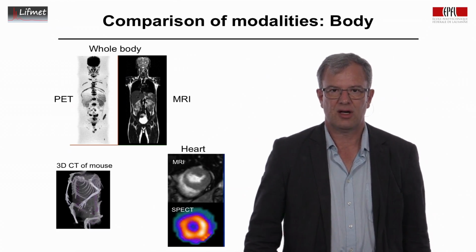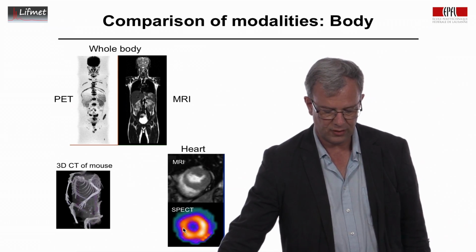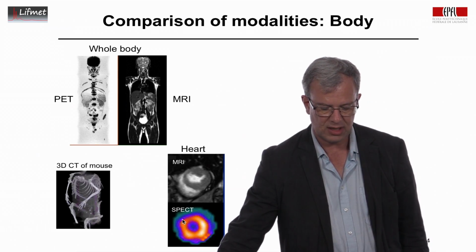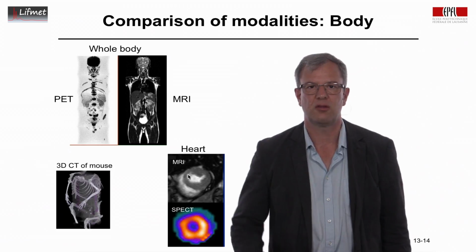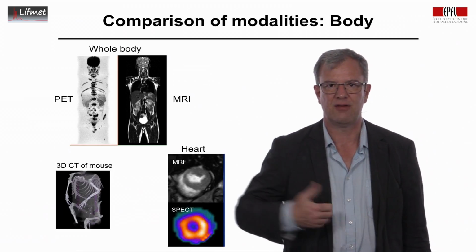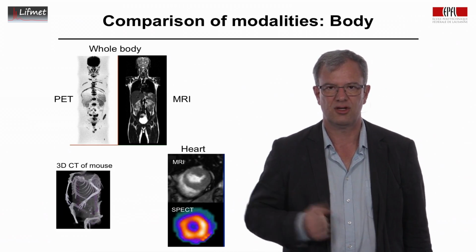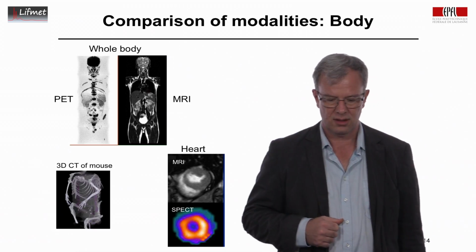SPECT images of the heart, measuring heart perfusion, on the bottom. So this is indicating the perfusion in the muscle. This in the MRI is the muscle, and the bright area here, that's the ventricle filled with blood. That's what we're pumping roughly every second through our circulation. That's the job of the heart.